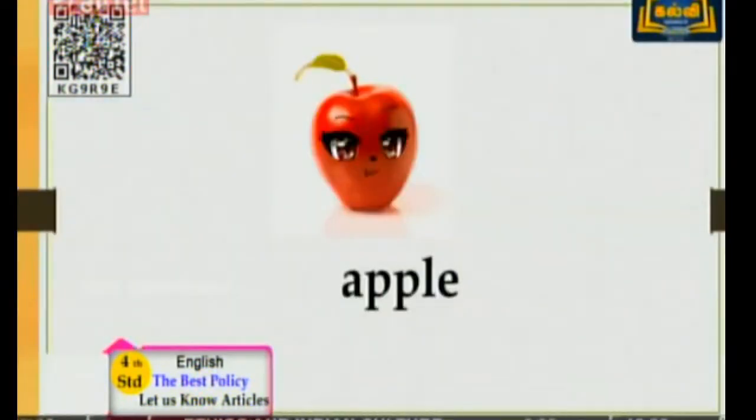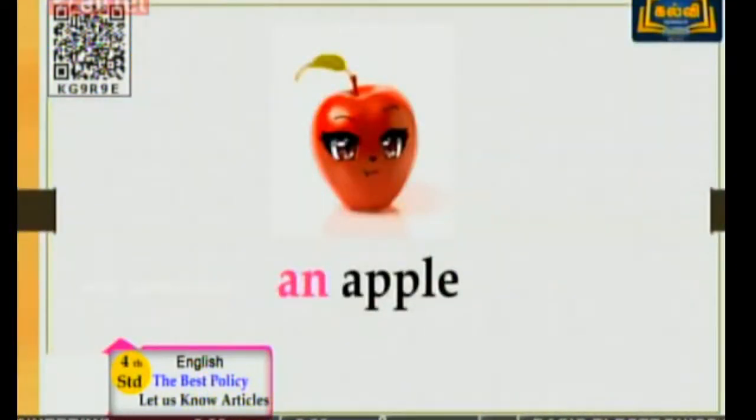Here, what can you see in this picture? A blinking apple. You think there is a word apple. So what article should you use before that? As I told you, the words that begin with the sounds of A, E, I, O and U, you should use the article an. So what can you write there? An apple. Got it? This is an apple. Right? You understand this one?